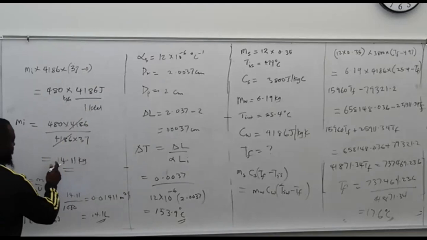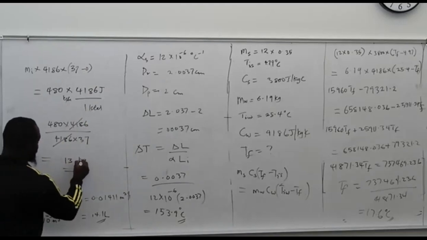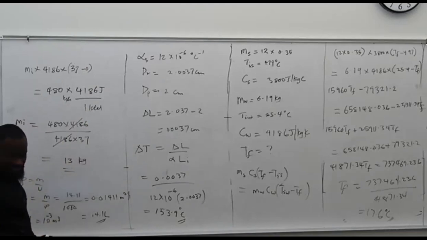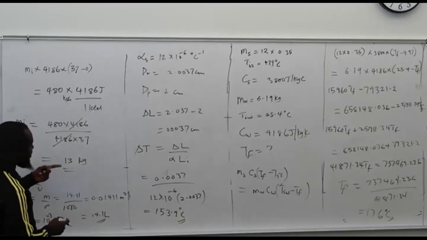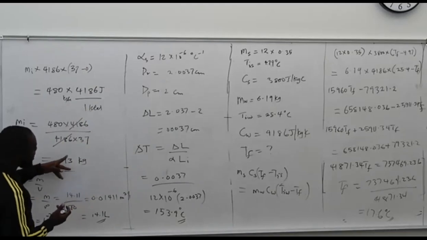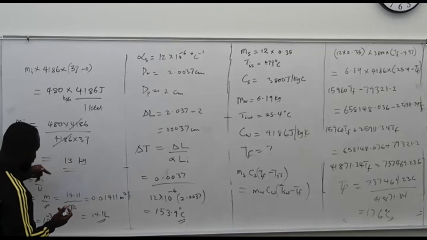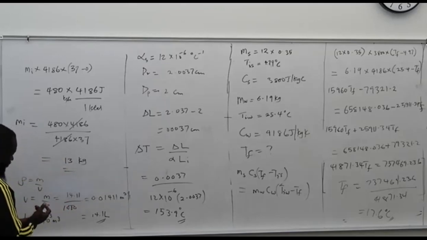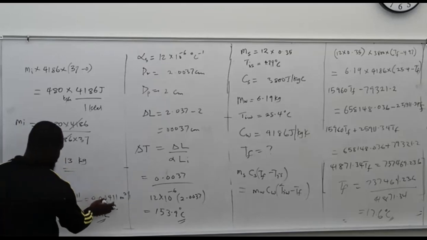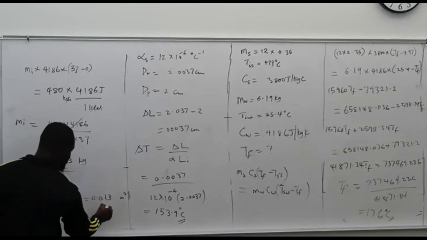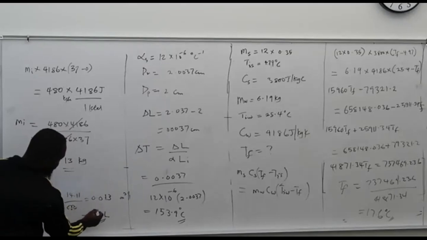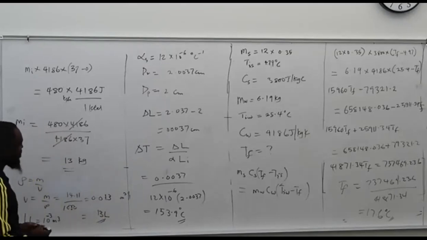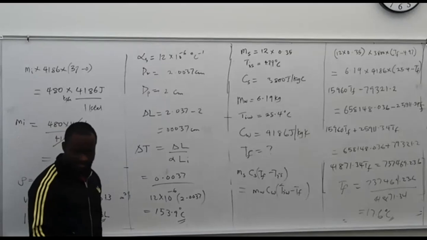12.97, so it's 13. Approximately 13 kilograms. Is that okay? So now, if you take that 13 kilograms, normally for water, the amount of kilograms is the same as the liters. So from here, you can easily tell 13 kilograms of water will have 13 liters. But you have to get the density to get the volume and then convert the volume. So this will be 0.013 meter cube. If you convert that to liters, you get 13 liters, which is exactly what they have there, okay?